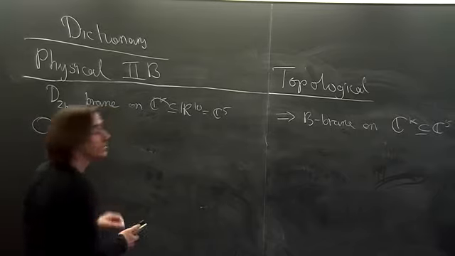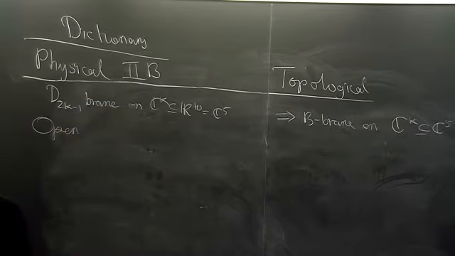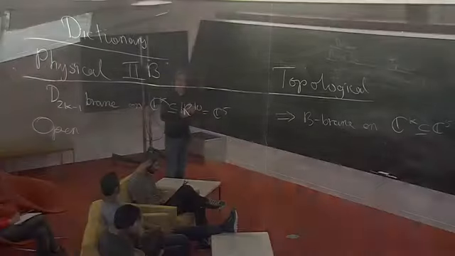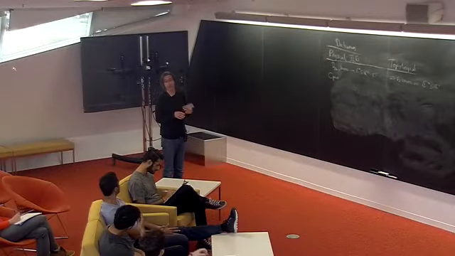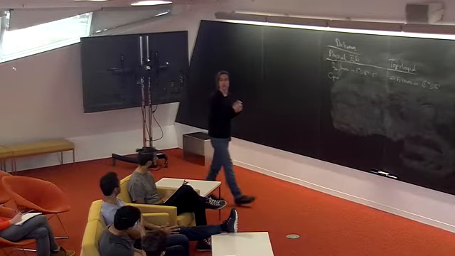Is it important to have R10, or can you replace it by some other kind of dimension? You could replace it by a Calabi-Yau fivefold, because you need a covariant constant spinor, one covariant constant spinor.